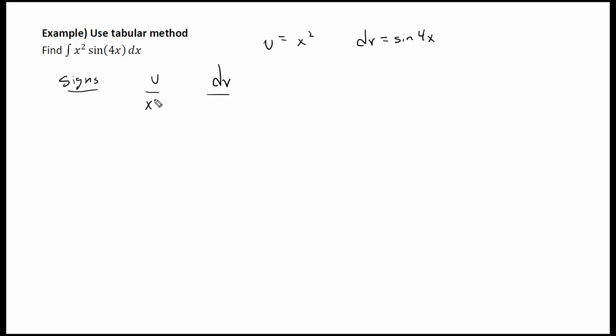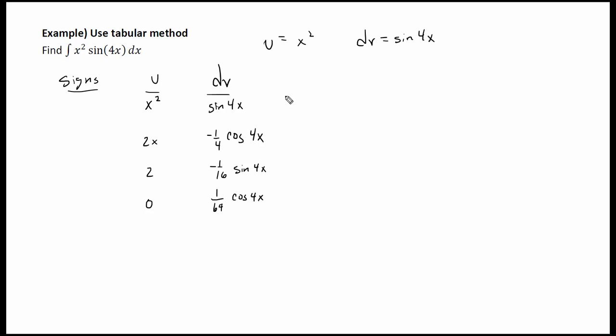So I'm going to place that under here: x squared, and then the sine of 4x. If I take the derivative of u, I get 2x, and then 2, and then 0. Hopefully we can see that. Now for the dv term, I'm going to integrate sine of 4x, and I get negative 1/4 cosine of 4x. One more step, I get negative 1/16 sine of 4x. Then one more step, and I get 1 over 64, now positive, cosine of 4x.